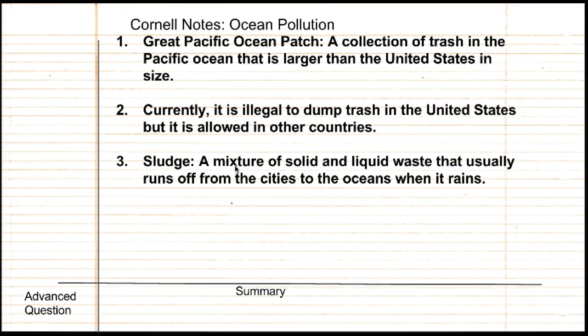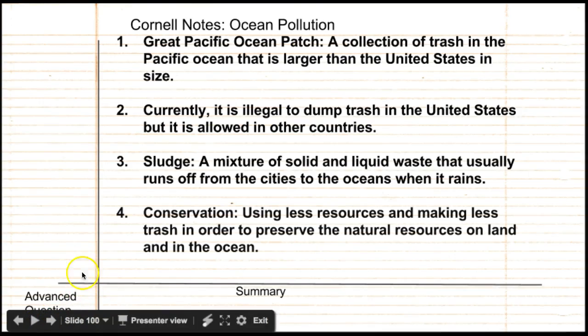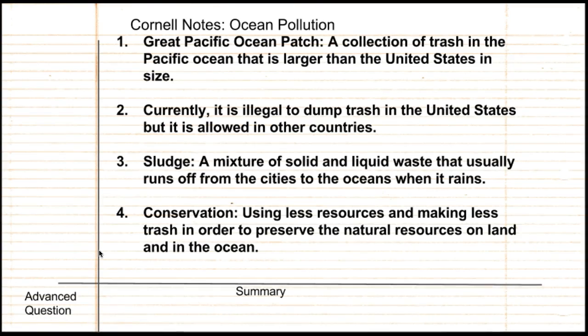Go ahead and come up with a question for four. All right, let's finish up with number five. Conservation. One thing we can do is use fewer resources and make less trash to preserve the natural resources that we have on land and, of course, in the ocean, which we've been talking about.